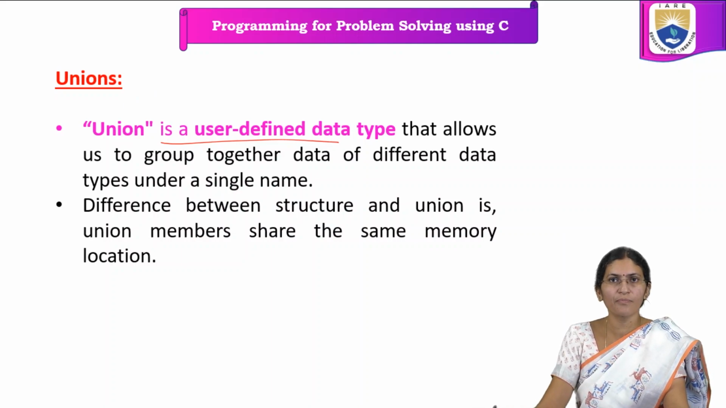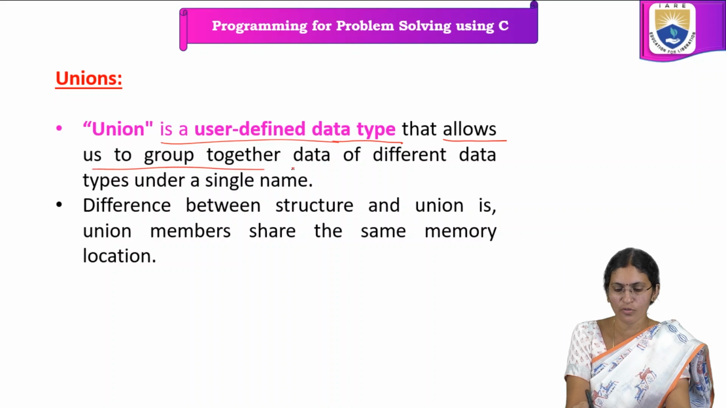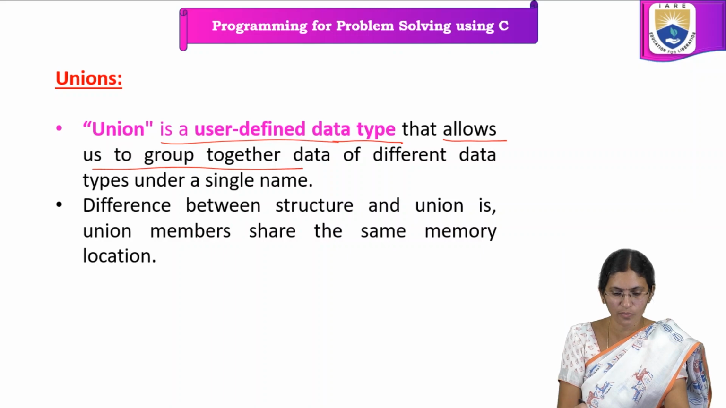Unions and structures are both user-defined data types. They allow us to group together data of different data types under a single name. So we can combine data belonging to different data types under a single name by using union also. But there is a difference between structure and union, which we'll discuss with the help of programs.